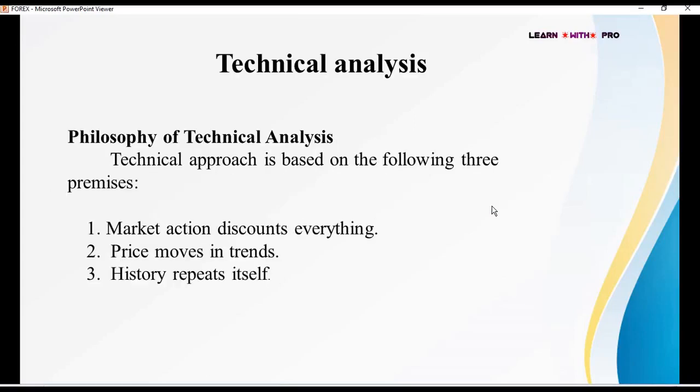Now moving on to technical analysis, because I've explained what technical analysis, fundamental analysis, and sentimental analysis are. Now moving on to technical analysis. Technical analysis is based on three philosophies.